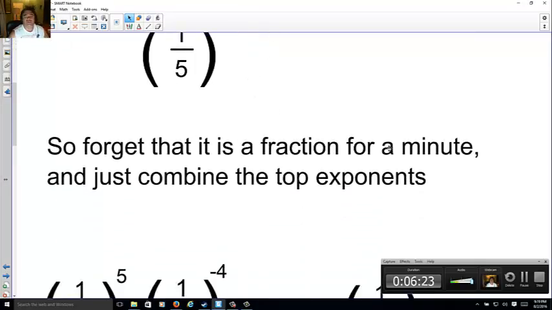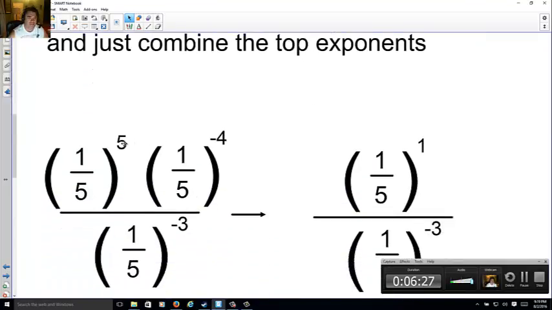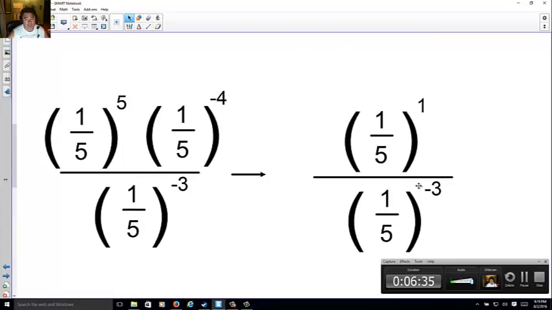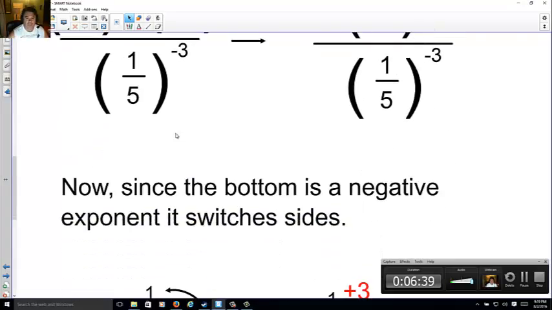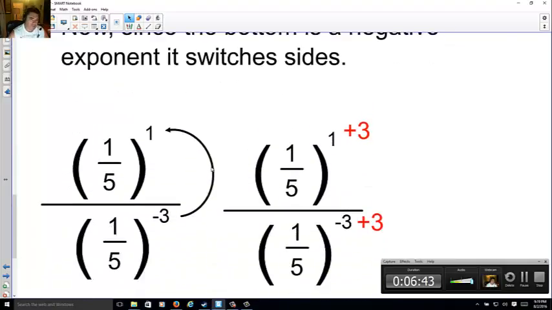So forget that it's a fraction for a minute and just combine the top exponents. And what I mean by that is 5 and negative 4. Because they're the same base, even though they're a fraction, just take 5 minus 4 to make 1. And here, you have negative 3 on the bottom. Well, negative means it's got to go on top. Since the bottom is a negative exponent, it switches sides. So instead of being on the bottom, it's going to go to the top.